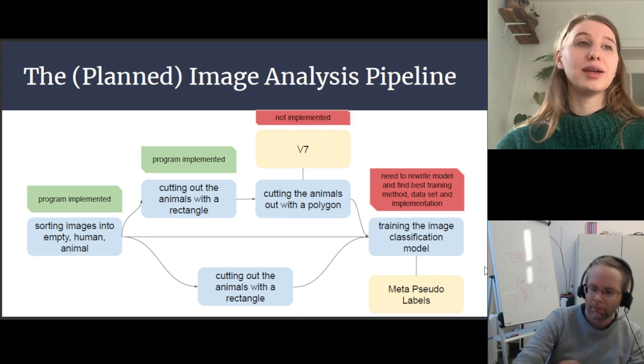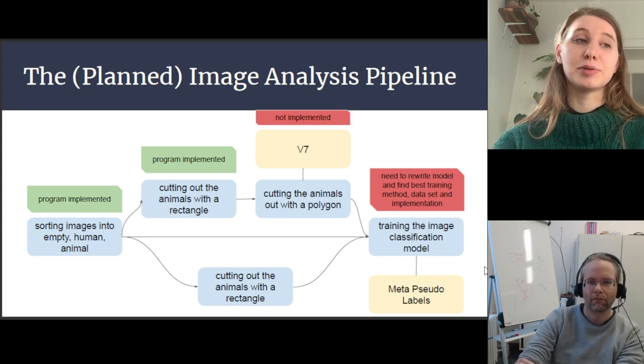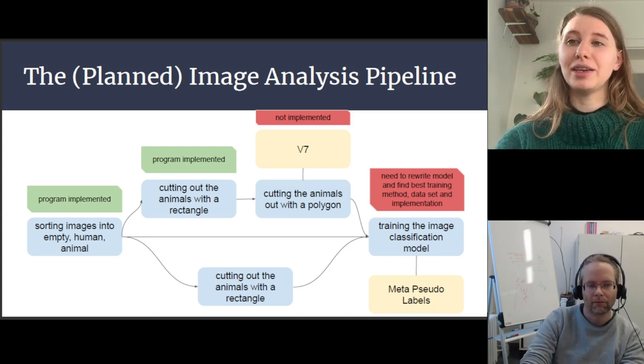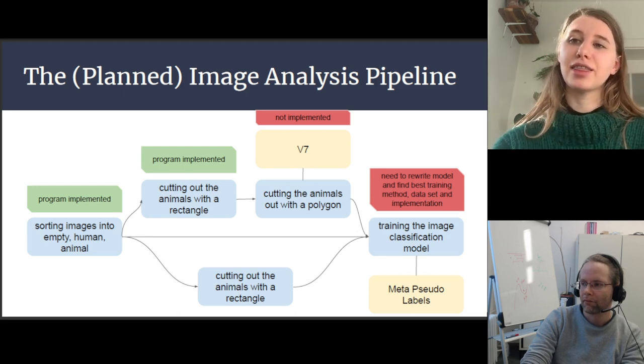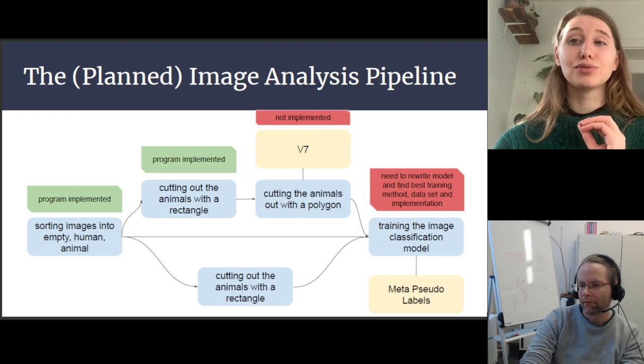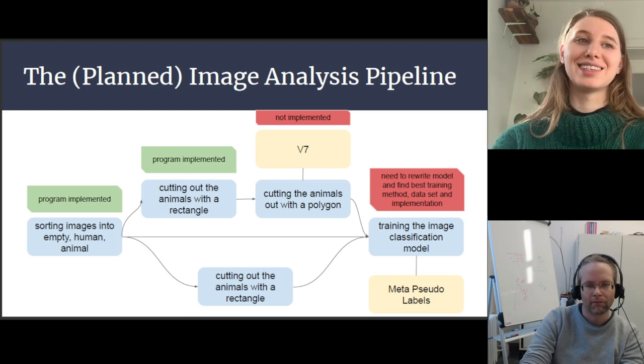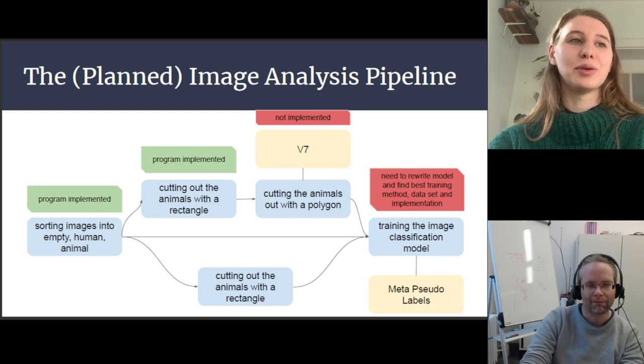So I'm hoping that in our case, especially because we have very many different and also very obscure images, with a lot of leaves and things happening in the background and the stupid root, it does a little bit better when we cut out the animals.